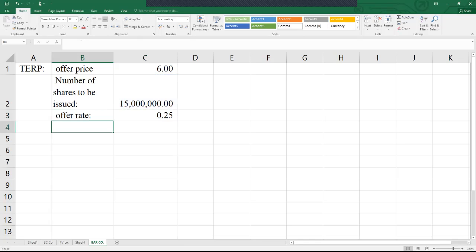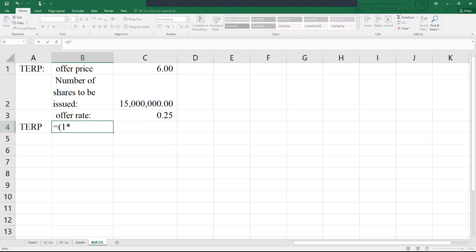Therefore, simply a 1 for 4 is a quarter. They have 1 new share for every 4 shares you currently have. Therefore, the theoretical share price will be equal to, you get 1 new share for every 4.